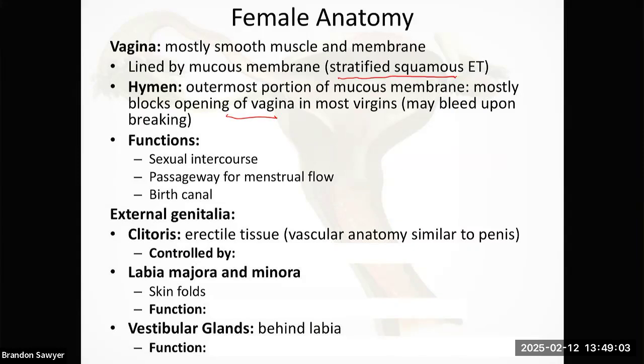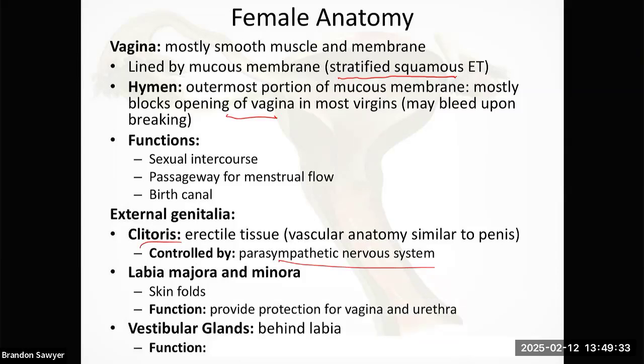And then the other portions of the external genitalia, the clitoris is erectile tissue, very similar to the penis as far as the anatomical setup with the arteries and the central veins. And then it's controlled by the parasympathetic nervous system, just like erection in males is controlled by the parasympathetic, similar to that in females. Then the skin folds on the outside are known as the labia majora and minora. And these are protective skin folds. And then lots of glands as well.